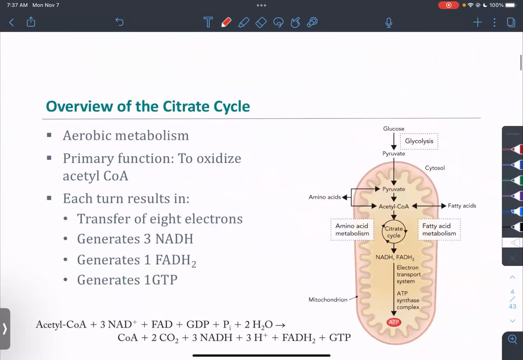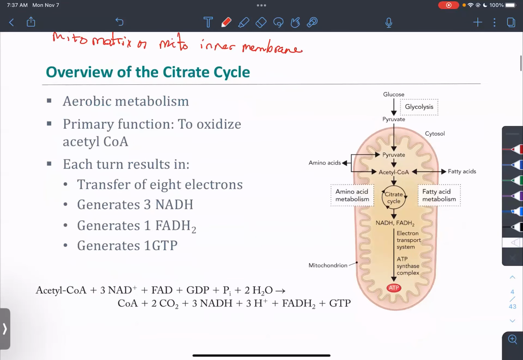Okay, so remember from chapter 2, right? We can couple oxidation reduction reactions and biochemical pathways to get energy for ATP synthesis in the mitochondria. So all of the enzymes in the citrate cycle and the electron transport chain reside in either the mitochondrial matrix or in the mitochondrial inner membrane. Okay, so if it's in the mitochondria, then we know it is aerobic. We have oxygen present, and our goal here is to oxidize acetyl-CoA.